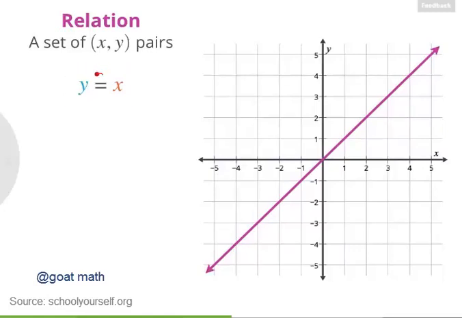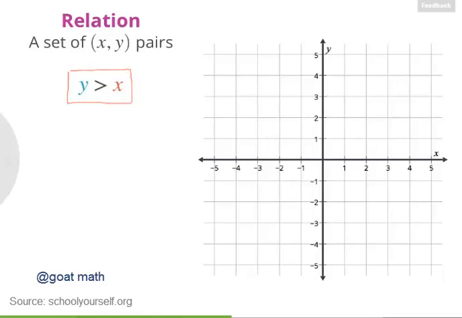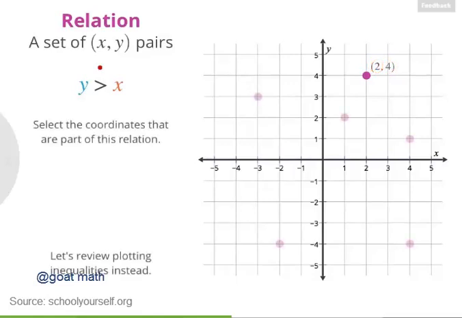So relations don't have to be equations, they can also be inequalities. So another example of a relation is y is greater than x. This relation includes all the points whose y-coordinates are greater than their x-coordinates. One point in this relation is 2, 4, because the y-coordinate, 4, is greater than the x-coordinate, 2. Select the other points here that are part of this relation, and be careful when working with negatives.